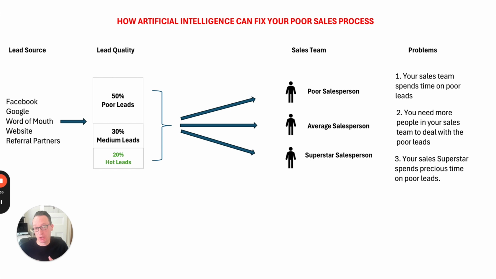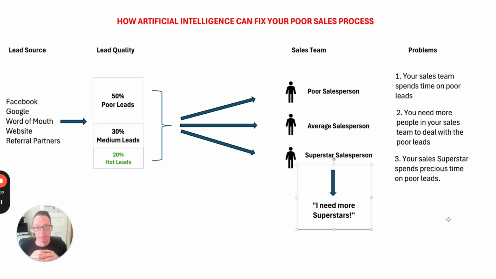Now, the other consequence of this problem is that you're going to say, as a business owner, I need more superstars. And yes, every business needs more superstars in their sales teams to improve sales. However, that's a really limited way to look at this problem. Artificial intelligence can absolutely solve the problem you've got in this sales team.